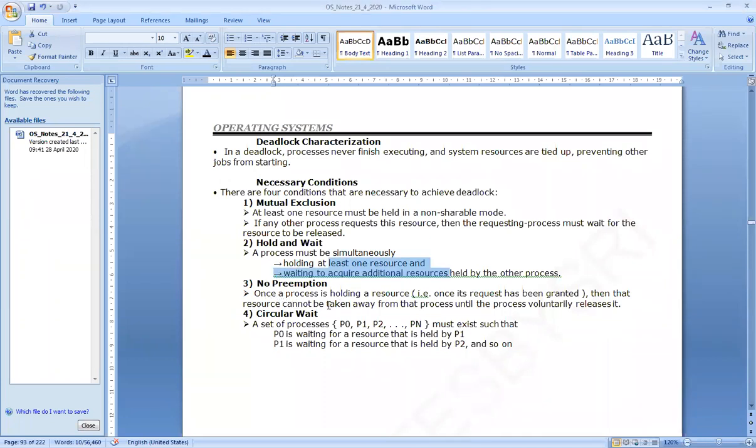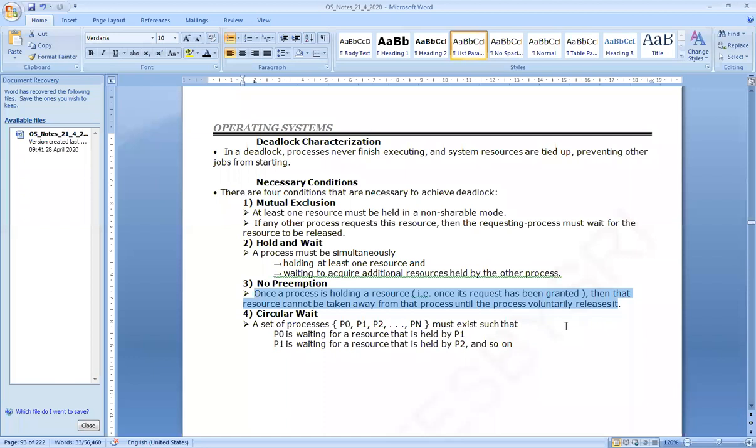Once a process is holding a resource, that resource cannot be taken away from that process until the process voluntarily releases it. So no preemption means preempting is completely denied. We are following the no preemption technique here. If one process is holding a resource and continuing its execution with that resource, it continues until it releases the resource. We can't allocate that particular resource to any other process. If this is the case, we can expect a deadlock situation.